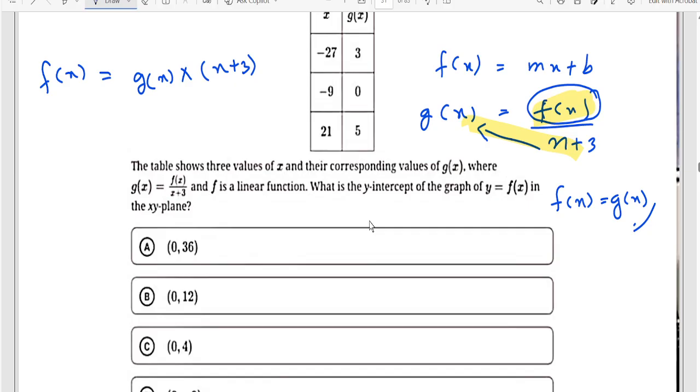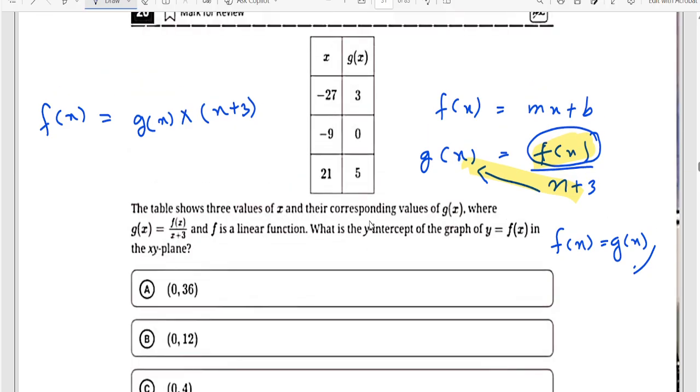Now from this table, I have values of x and g(x). Let's suppose I'm putting x equals negative 27. I can plug in here negative 27.